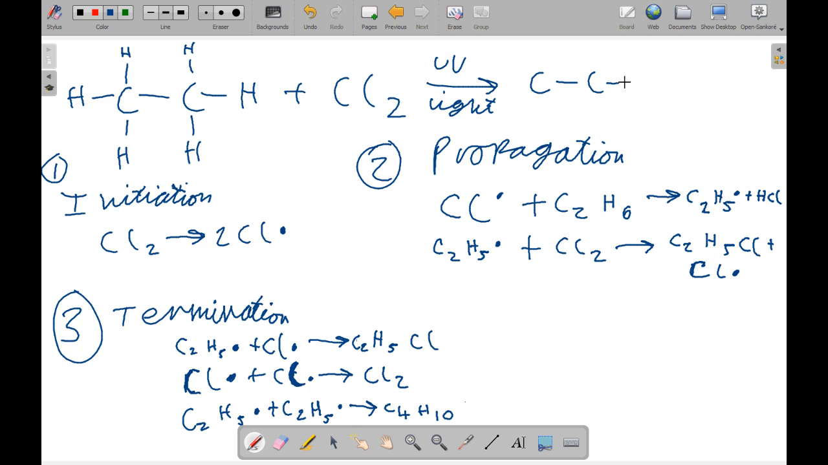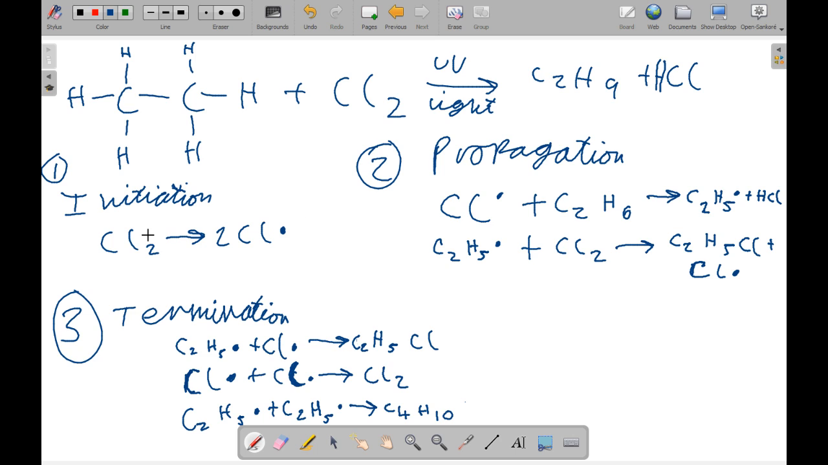So we would get C2H6 plus Cl2 going to C2H5Cl plus HCl. That is the overall reaction.